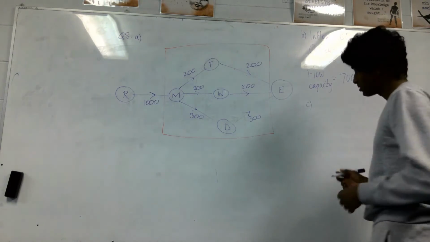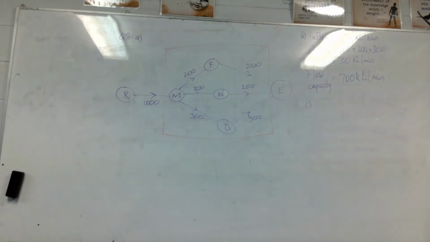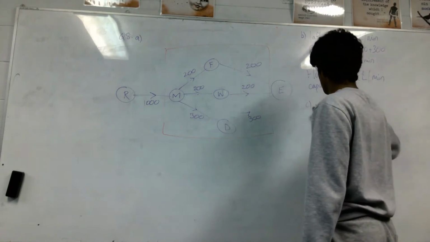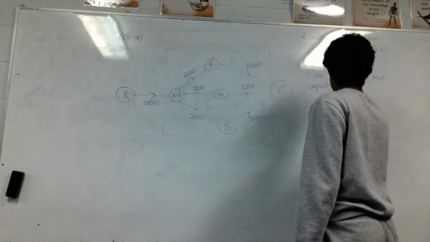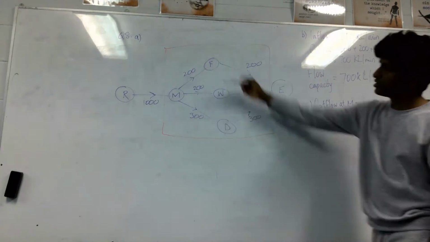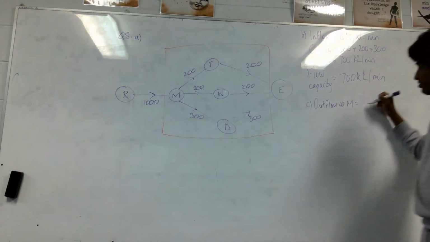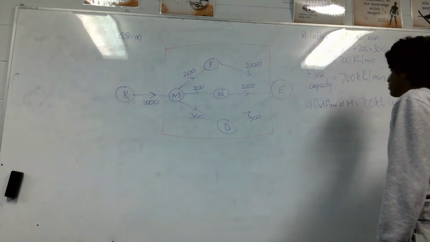So in the system, the amount leaving M, or the outflow at M, is going to be 200, 200, 300, which we set up here is 700 kiloliters per minute.